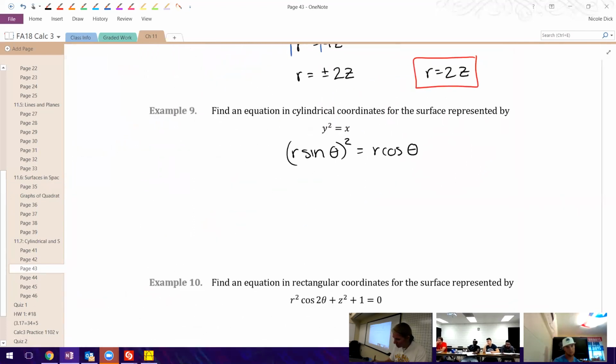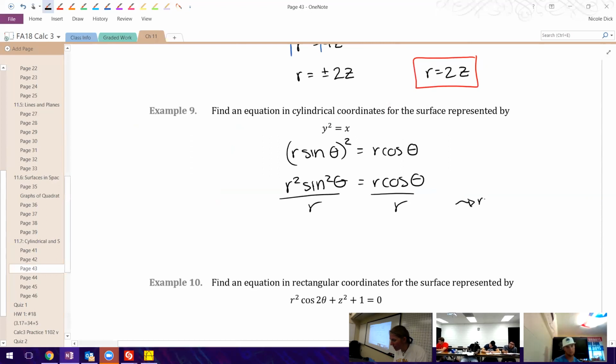Okay, so where were we at? Go ahead and distribute r squared sine squared theta equals r cosine theta. Ideally, we'll try to get r by itself. So what can we do here? If we divide by r, just make sure we're careful to go back and check whether r can still equal 0 at the end, because if it can't, then we have to add that solution back in. So r sine squared theta equals cosine theta.